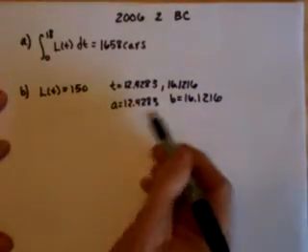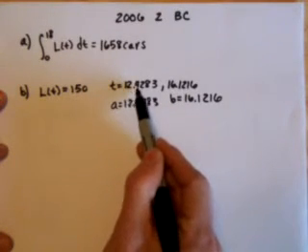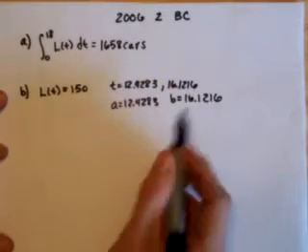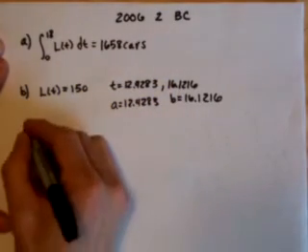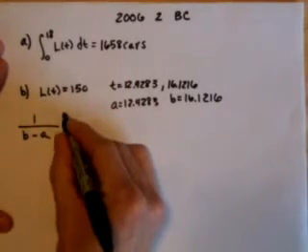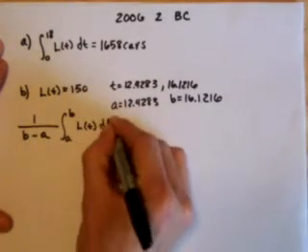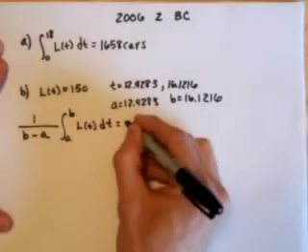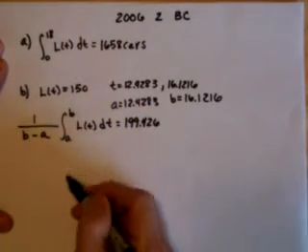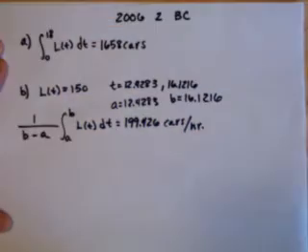The reason that we do that is because we're going to need to find the average value between t equals 12.4283 and 16.1216. So we're going to take 1 divided by b minus a times the integral from a to b of L of t dt, which is equal to 199.426. You do this part in your calculator. And this is in cars per hour.